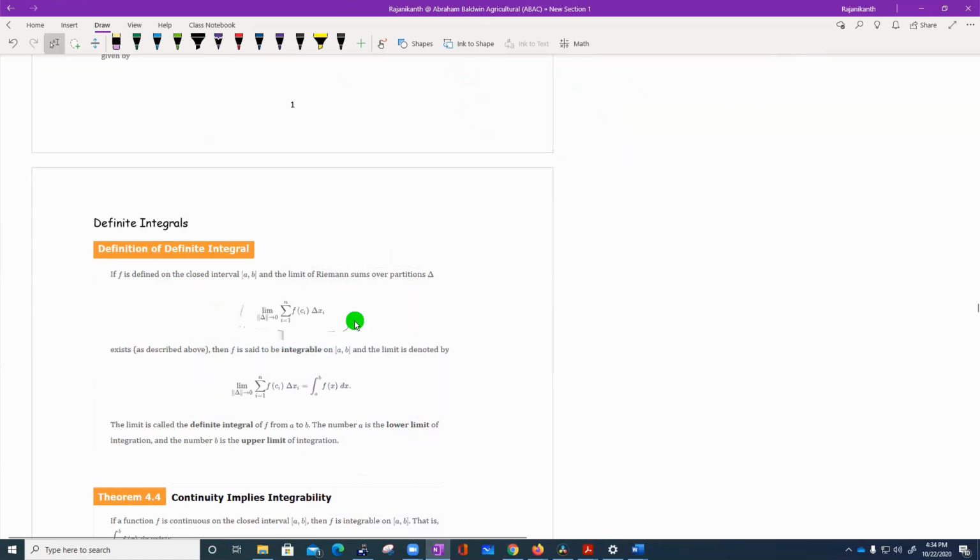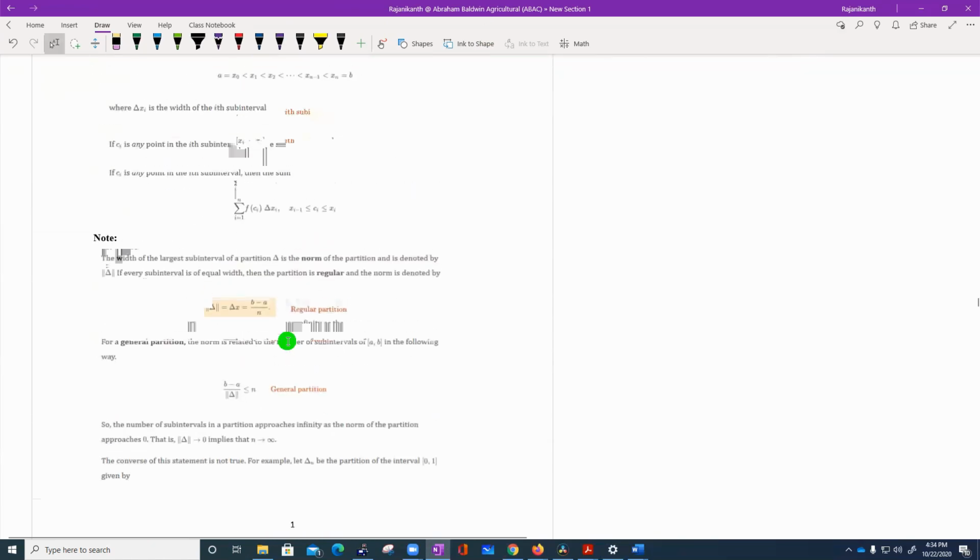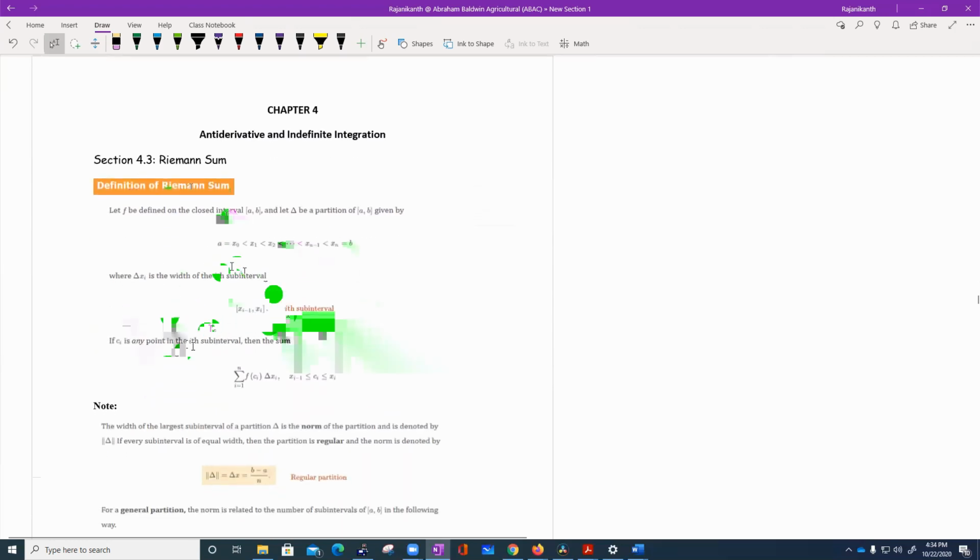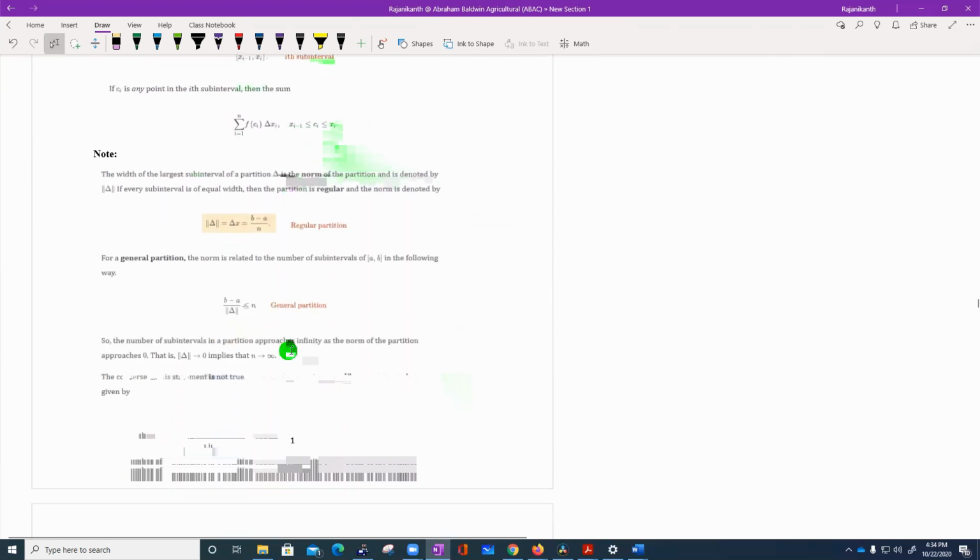So the Riemann sum is nothing but the one we're working out here, the limit definition things. It is called the Riemann sum. So just go ahead and read these things. The Riemann sum is nothing but the summation with the limit.